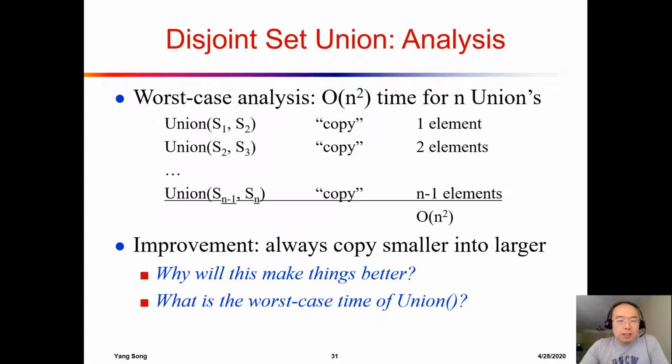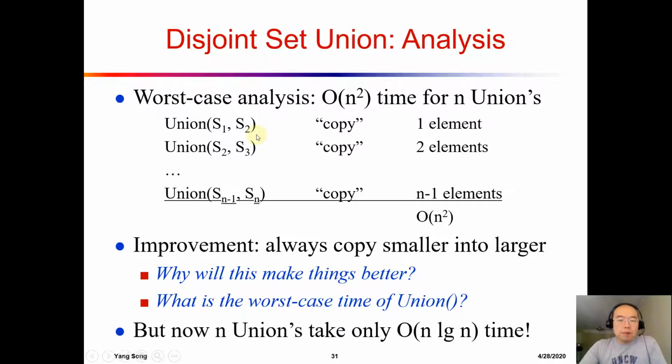The idea is, instead of always copying the first set to the second set, now we want to do a comparison. When we are unioning S1 and S2, I want to compare them and copy the smaller set into the larger set. So this will save me some of the time. In this case, this will take O(n log n) time. So this n square time will be improved to O(n log n) time. And what is the n? The n is the number of the vertices, right? So this will be O(V log V).